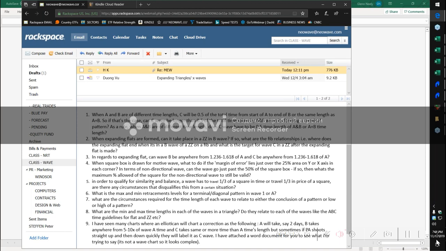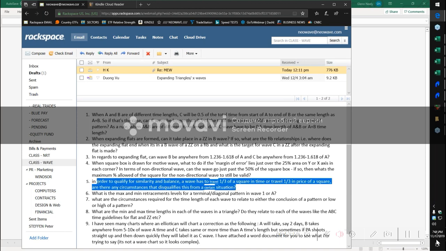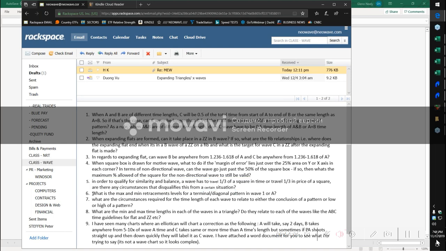Okay, we're moving on to 5. In order to qualify for similarity and imbalance, a wave has to be at least 1/3. So that answered the question from earlier, right? But are there any circumstances that disqualify a wave?